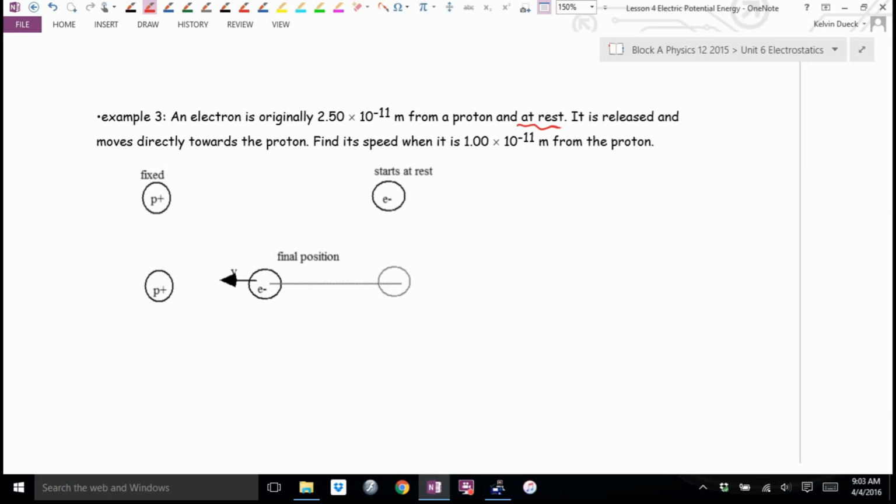How fast will it be going? So, it is released and moves directly towards the proton. Find its speed when it's that far from the proton. Is this question asking how much work? No. But is there a change in height? Yes, it's sideways, but you can use your imagination and just tilt your frame of reference. Is there a change in speed? This is a job for conservation of energy.